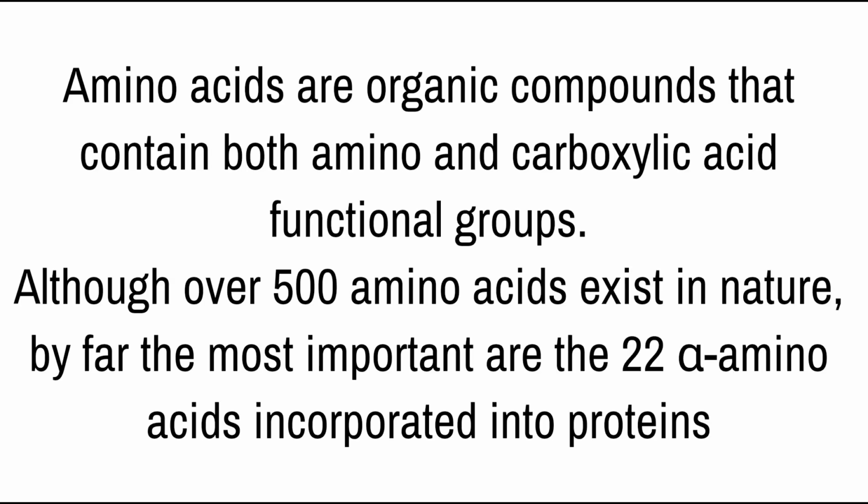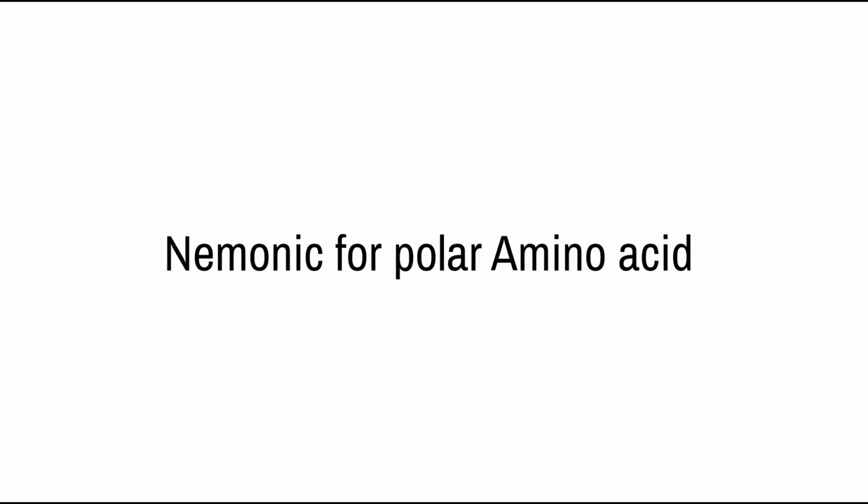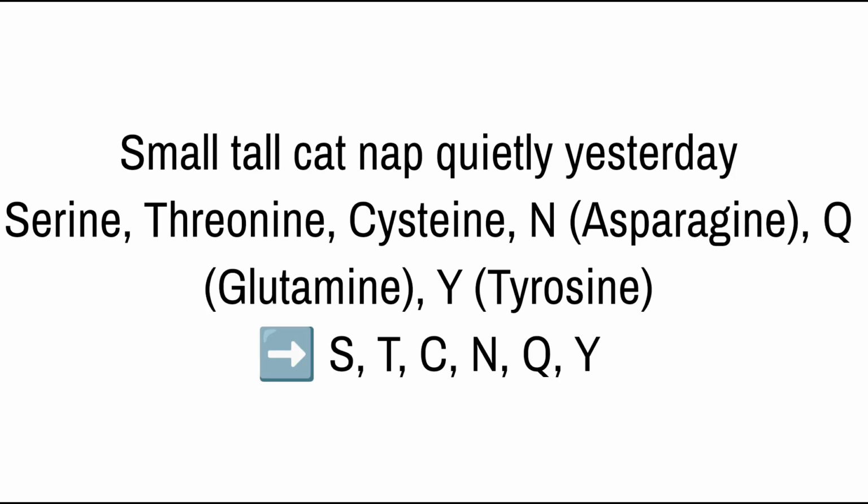So an amino acid is any group of organic molecules that consists of a basic NH2 group, a COOH group and an R group, that is a side chain. Now let's learn a mnemonic for the uncharged polar side chains: serine, threonine, cysteine, asparagine and glutamine. So here the mnemonic is: small tall cat snapped quietly yesterday.